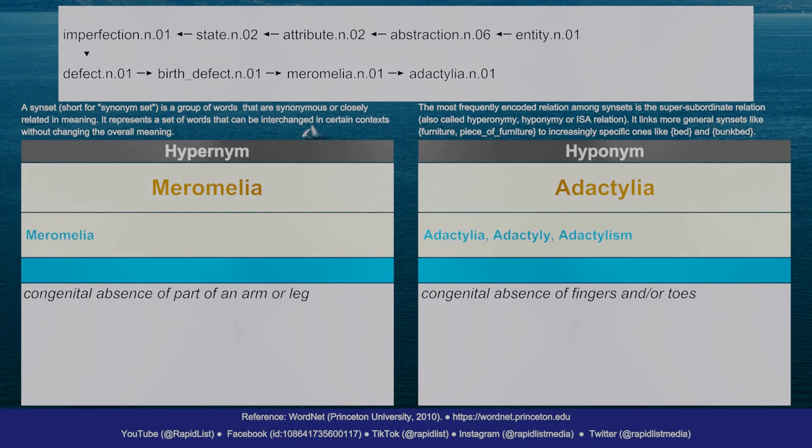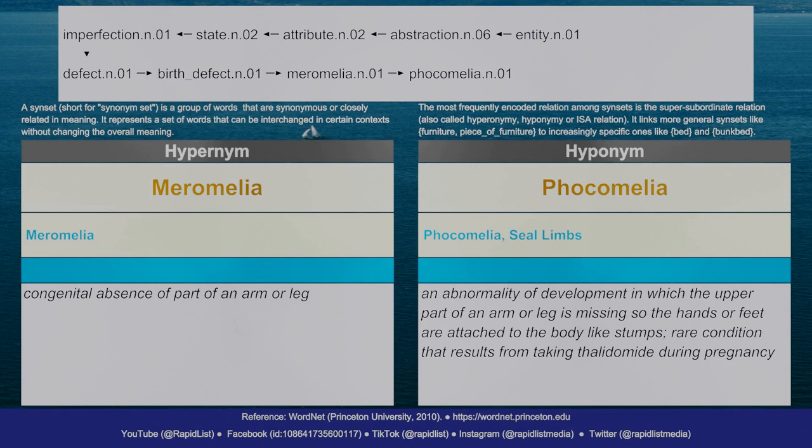Adactylia. Congenital absence of fingers and or toes. Phocomelia. An abnormality of development in which the upper part of an arm or leg is missing, so the hands or feet are attached to the body like stumps, rare condition that results from taking thalidomide during pregnancy.